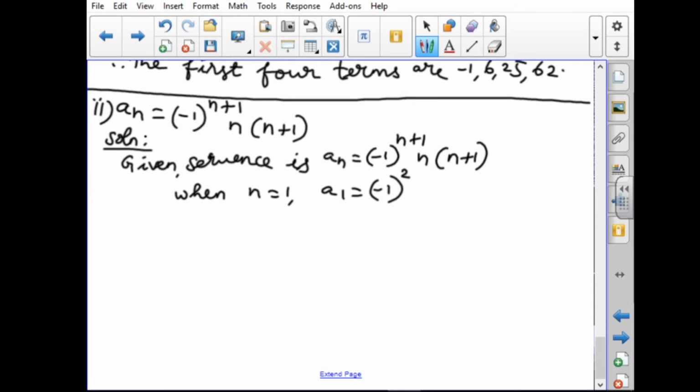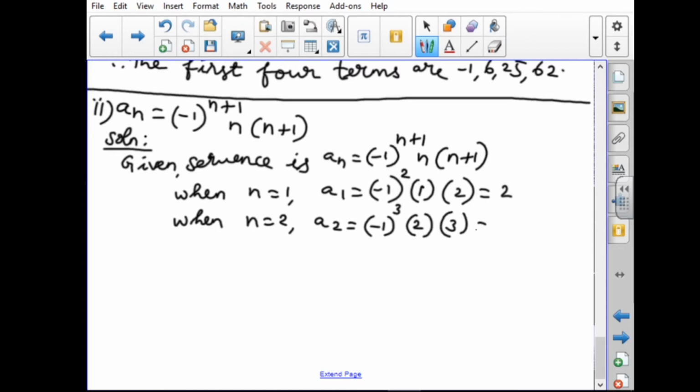n is 1 here. So 1 into then 1 plus 1, 2. So the answer is minus 1 whole square, plus 1. 1 into 1, 1. 1 into 2, 2. So the first number is 2. Next, when n equal to 2, a2 equal to minus 1 power 2 plus 1, 3, then 2 into 2 plus 1, 3. So the answer is minus 6, because minus 1 whole cube is minus 1.